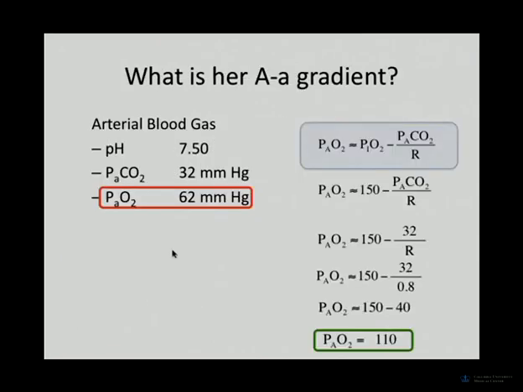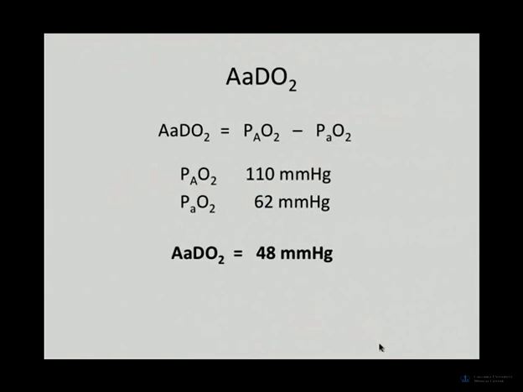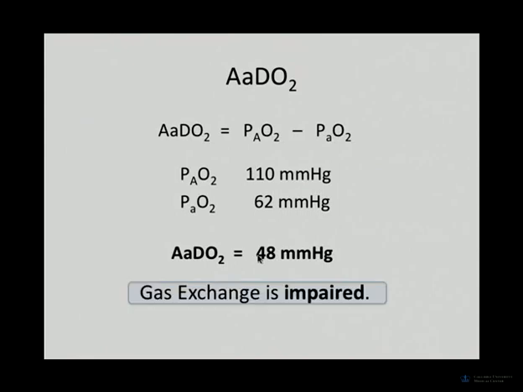Okay, so oxygen's low. We calculate using this carbon dioxide level what his ideal PaO2 would be, and we get an alveolar concentration of oxygen of 110. So he has an enormous AA gradient. The ideal alveolar concentration of oxygen in the context of what we see with his hyperventilation is high. What we actually measure is much, much lower. We know normal is 10, so he has a tremendous AA gradient. Gas exchange is impaired.